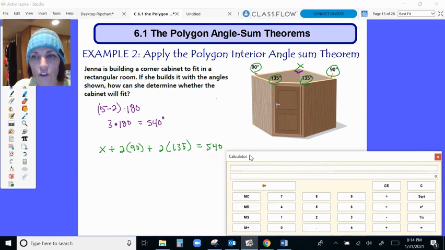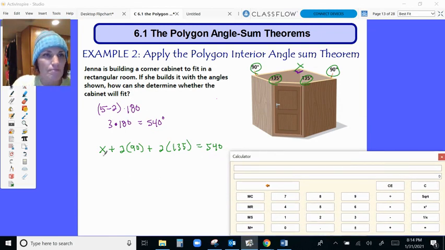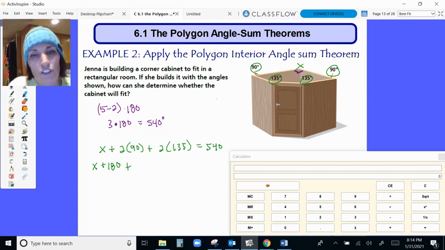Okay, so I'm going to take x plus 180. 2 times 90 is 180. Plus 2 times 135, what is that? We'll go 2 times 135.